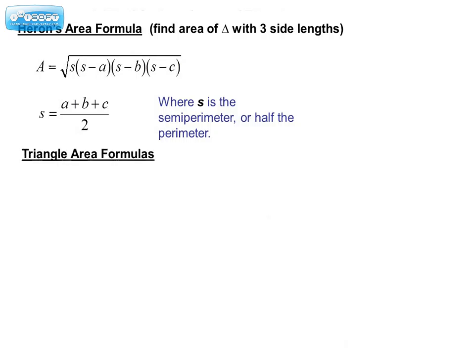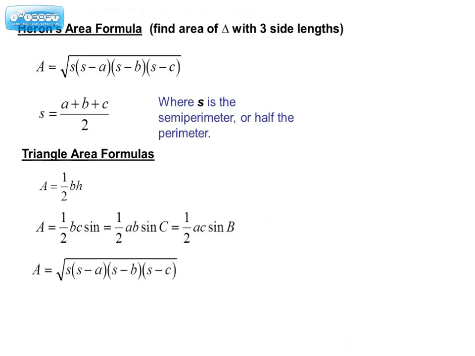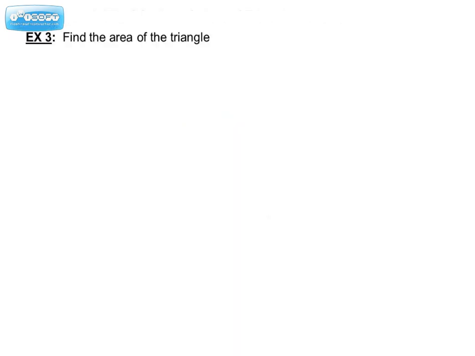To review the triangle area formulas, you have area equals 1/2 BH. If you're in an oblique triangle and you don't have the height, you can always use the sine of one of the side lengths to find the height of the triangle, which we will use in our last application. And we can use Heron's formula.